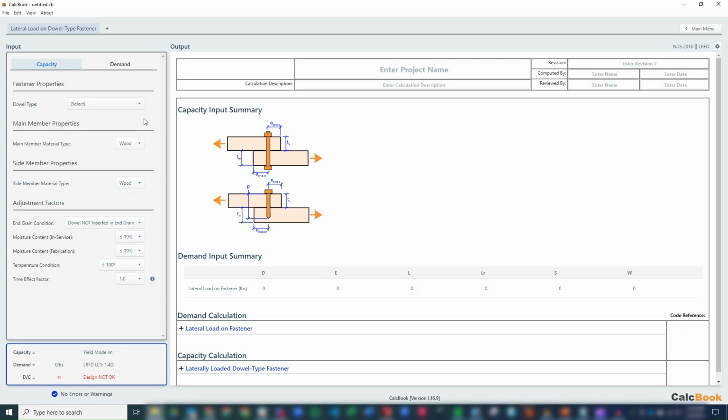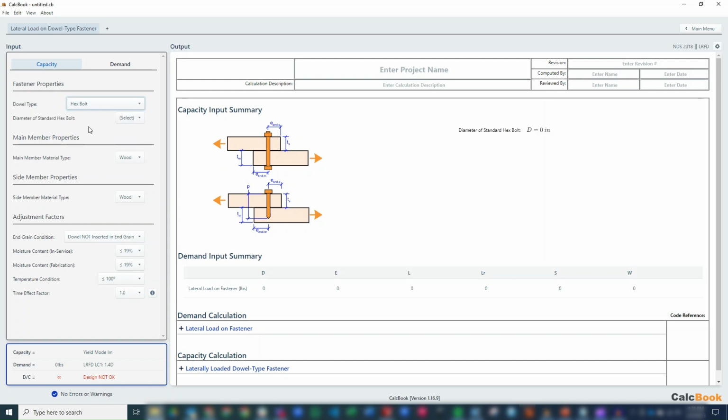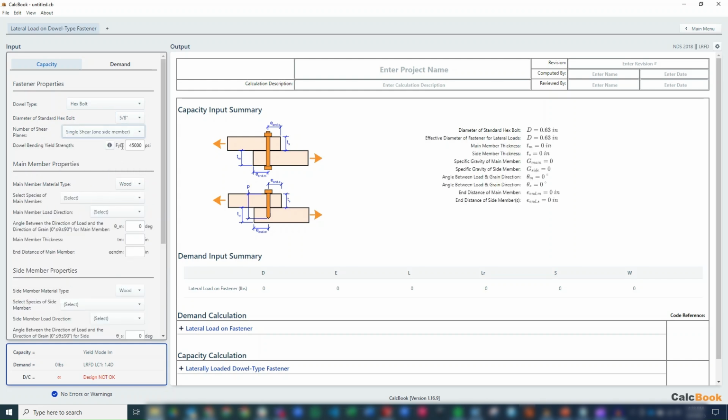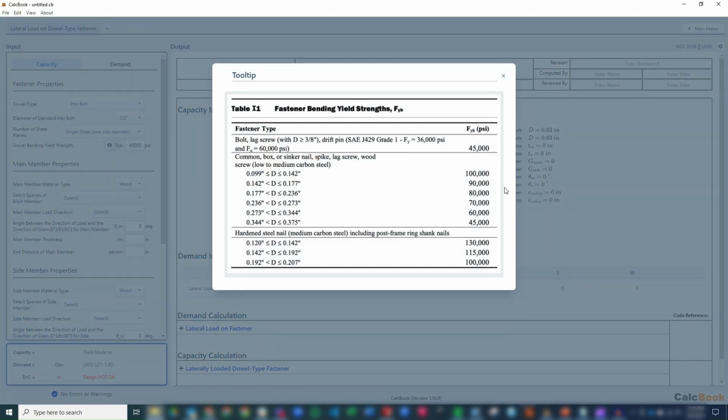And we can start going through our inputs here. Our dowel type is going to be a hex bolt. We are going to start with a 5/8 diameter bolt and see if that works for us. It is in single shear. Our dowel bending yield strength is going to be 45,000 psi, and that comes from table I1. There are different strengths for different types of fasteners, but for a bolt, we're going to use 45,000.